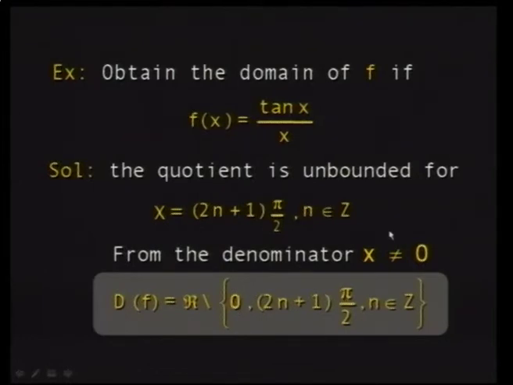So the domain of this function is the set of real numbers, except you have to exclude those values at which tan x has an asymptote, or goes to infinity, and at the same time you have to exclude the value x equal to 0.